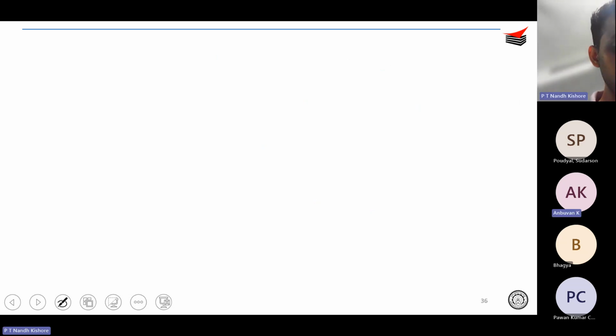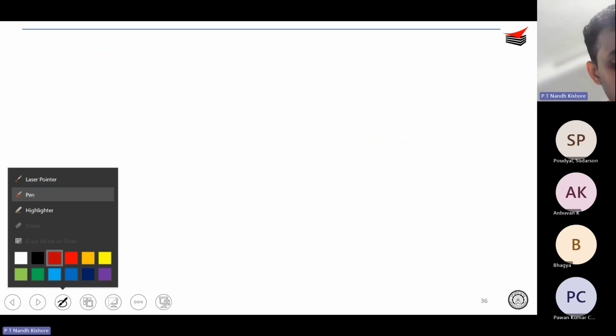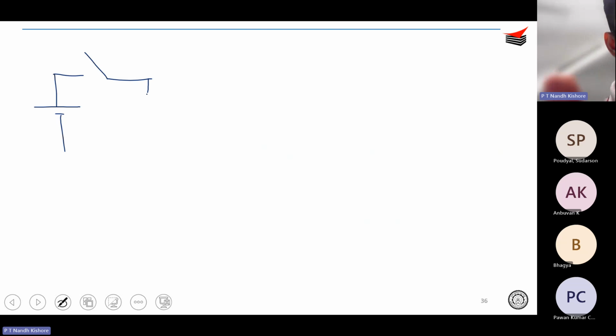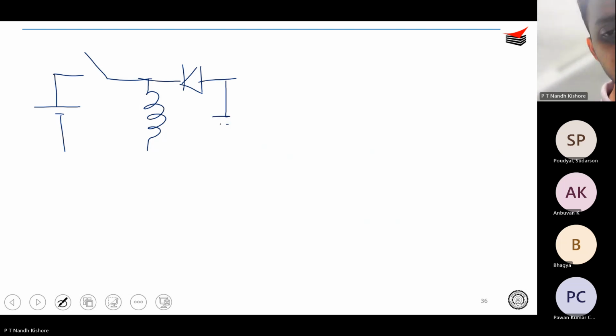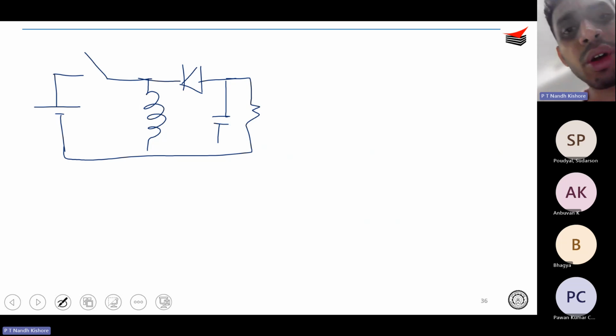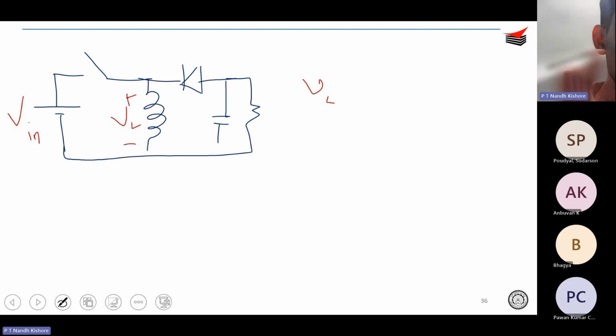Okay. So for this particular problem, I will just draw the buck boost converter. Then I guess it will be easier for you. So you have something like a switch over here and an inductor, right? Okay. So once you have the circuit, you just need to analyze what happens when the switch is on and what happens when the switch is off. Okay. So this is your VL, this is your V in, and this is your V naught.